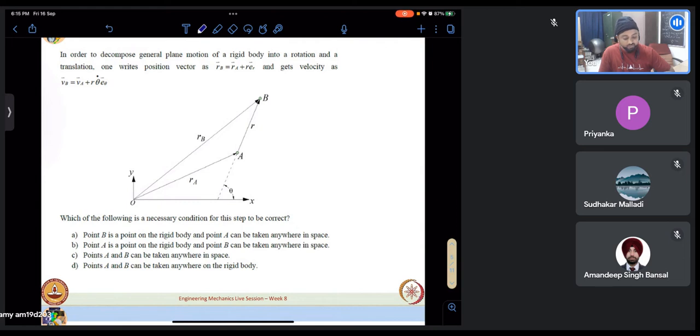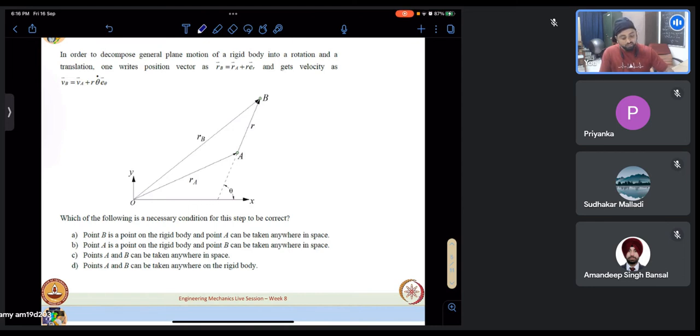In order to decompose general plane motion of a rigid body into a translation and a rotation, we have seen that a generalized force system consists of a force and an equivalent couple. Sometimes the couple might be absent, sometimes the force might be absent, sometimes both might be present. When both are present, the sum total of the forces leads to a translation and the sum total of the moments leads to a rotation. When both simultaneously exist, the body undergoes general plane motion. So the effects are what we are trying to decompose here and study.